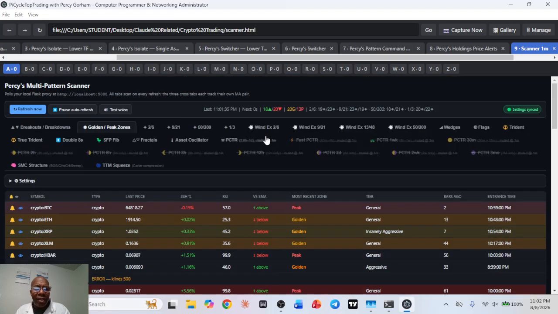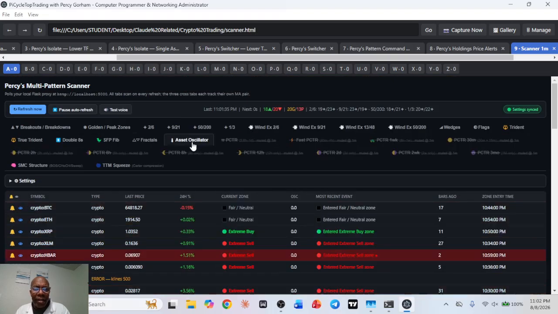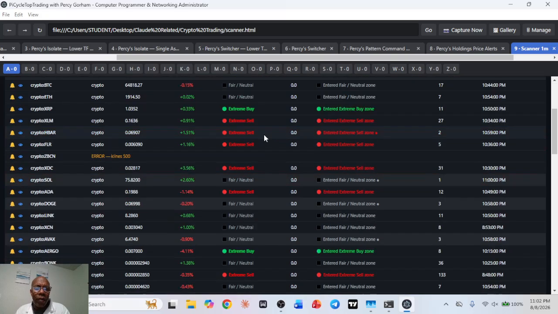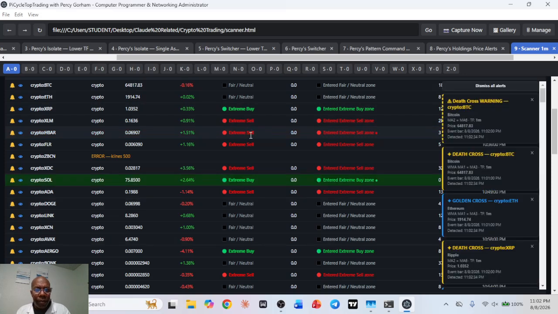Now, let's look at the asset oscillator. It's going to give you buy and sell recommendations on the macro for the time frame. You're in an extreme sell zone. This will not let me buy if I put that insurance layer in there in the pattern command center. And you're in an extreme buy zone. This will not let me sell. It's an insurance plan for the time frame that you're on. It won't let you do it.